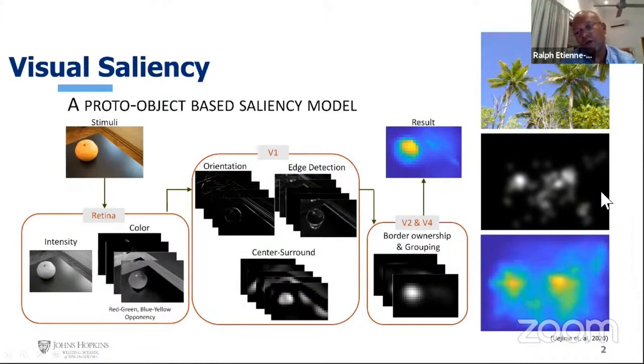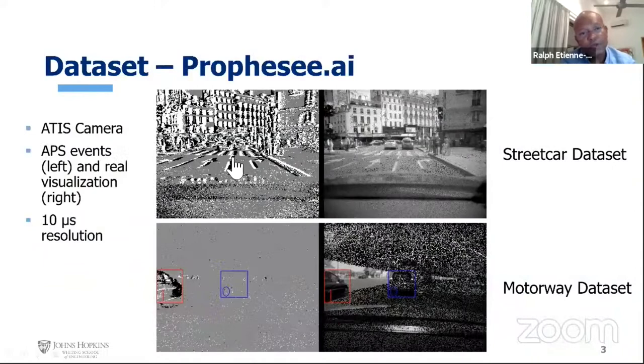So this is all good and well, and everything that's been done so far has been basically videos, right? But what we wanted to do is try to do the same thing, but now with spike data. The question is, what drags our eyes when we look at spiking data? So for that, we were fortunate to be allowed to use this data set from Prophesee, which corresponds to two particular scenes.